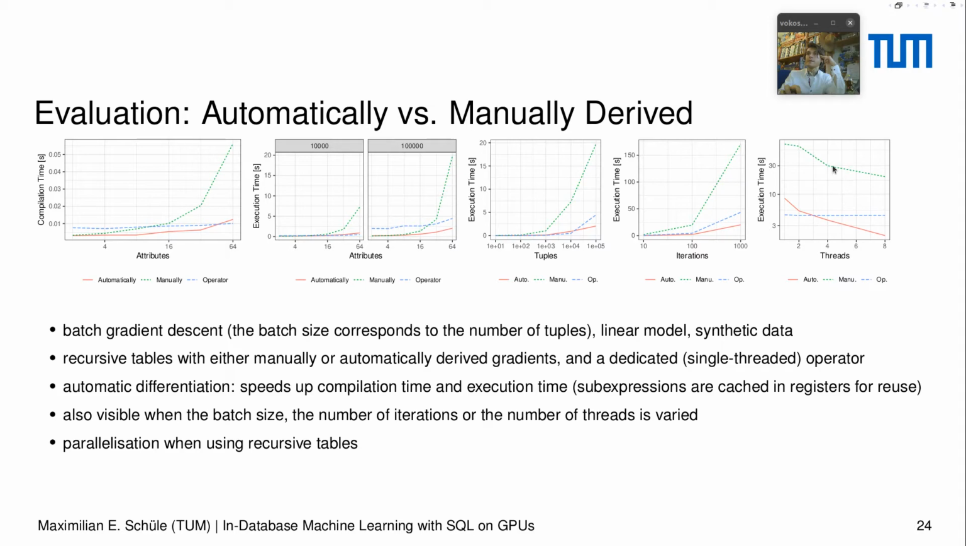What we can see is that using our recursive tables, this scales. Unfortunately, our GPU operator does not offload to GPU, so it's just a simple operator for performance measurements, for comparison, that only works on CPU and does not parallelize, of course. But what we can see is that using SQL, it automatically parallelizes. So the gain of this function, automatically deriving a gradient, speeds up the compilation of gradient descent.